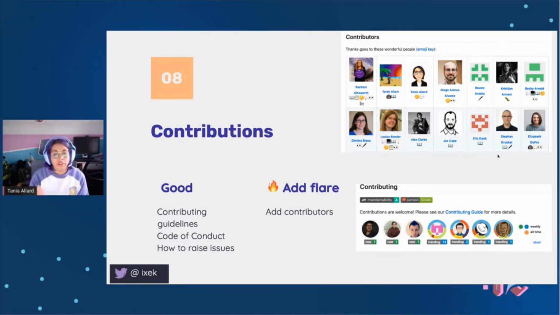Add a code of conduct and make it visible in your README. This helps folks to feel safe, and it's a very good indication that you care about your community, and that code of conduct reporting and enforcement is an important thing to you and the rest of the project maintainers. And again, how to raise issues.